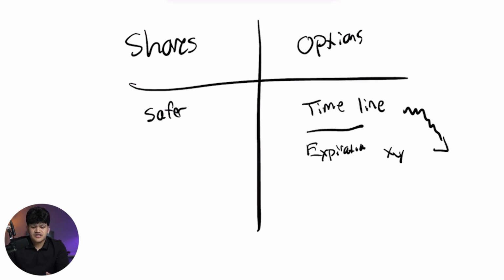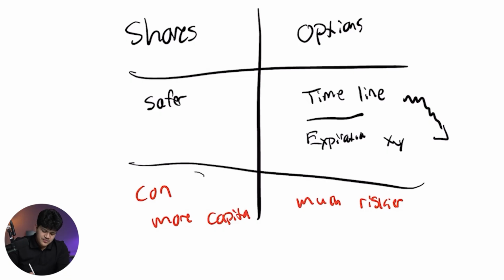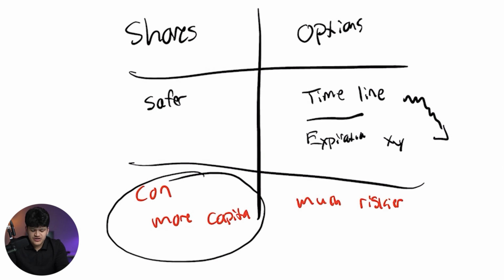With shares, they're much safer. But the con is that you need more capital, and the con with options is they are much riskier. Theoretically, once you know how shares work, then you should be jumping into options. You should not be jumping into options just because you're seeing your favorite guru making $1,000 or a lot of money. Because remember, yes, you might need more capital with shares, but trading options is always going to be much riskier because you never own the shares.